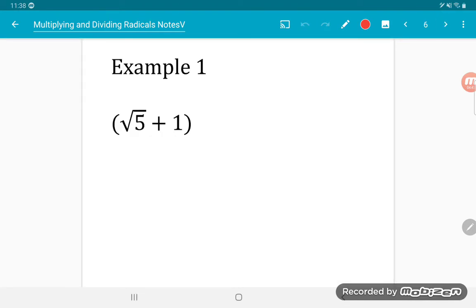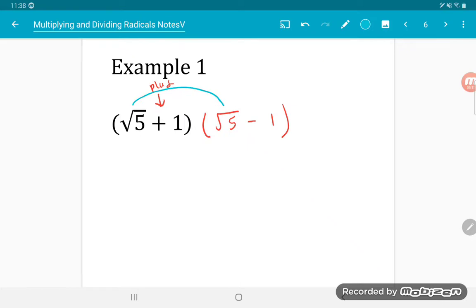For example, when we're looking at number 1, we take the square root of 5. We put a minus sign and a plus 1. In the first term, there's a plus 1. In the second term, because we're multiplying by the conjugate, we have to put a minus sign in the middle. So when you multiply this, you're going to FOIL it. FOIL: first, outer, inner, last.